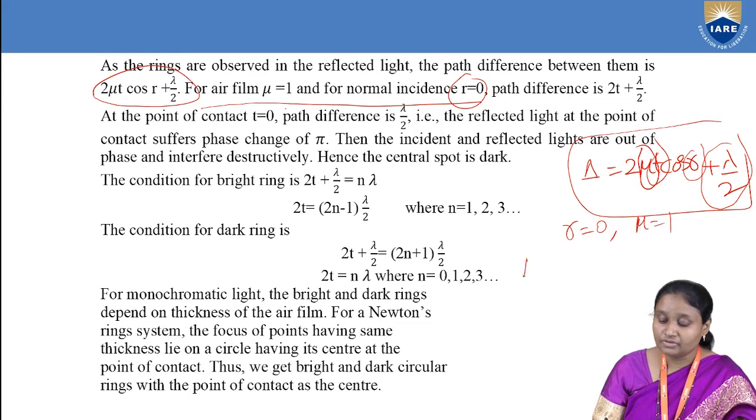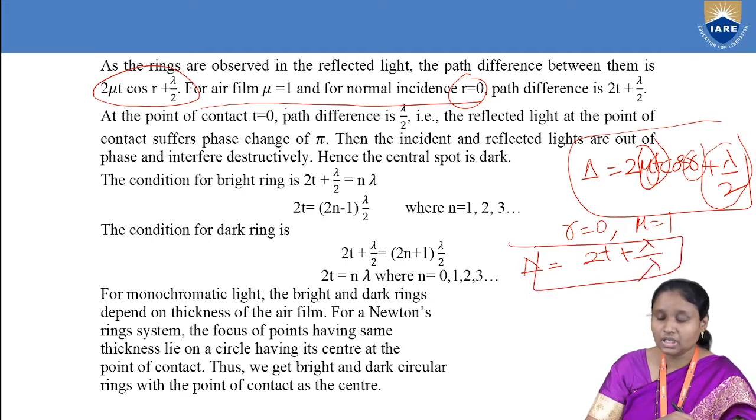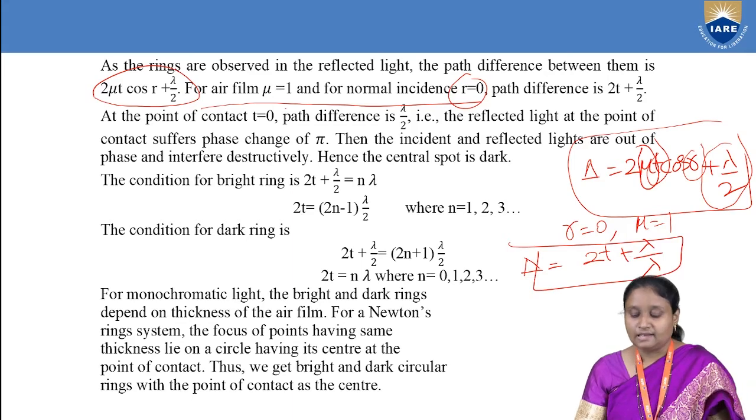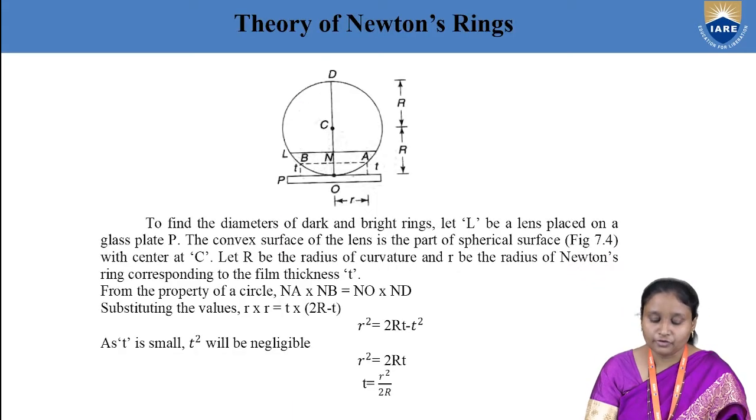Then what will be our path difference? This path difference comes out to be 2t plus lambda by 2. So this is our path difference now. Now first, I am going to take this point of contact.